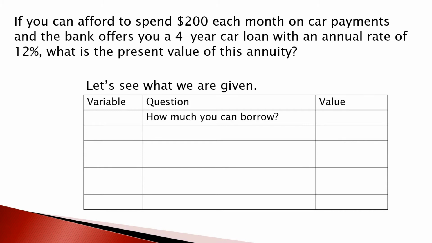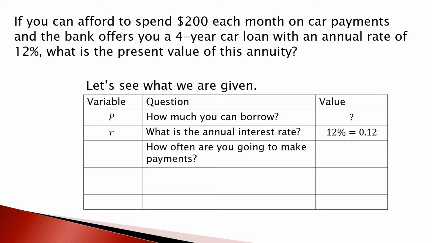How much can you borrow? It's capital P, and we do not know it because now we need to find it. What is the annual interest rate? Little r. In the statement of the problem, we know that the annual interest rate is 12%, and let's convert it to a decimal, 0.12. How often are you going to make payments? We know that we're going to spend $200 each month. So little m is going to be 12 because there are 12 months in a year.